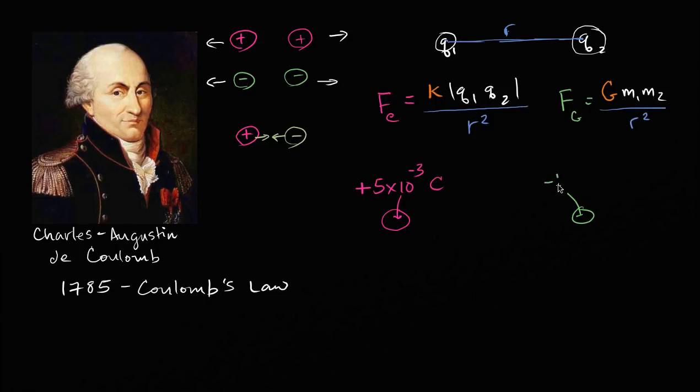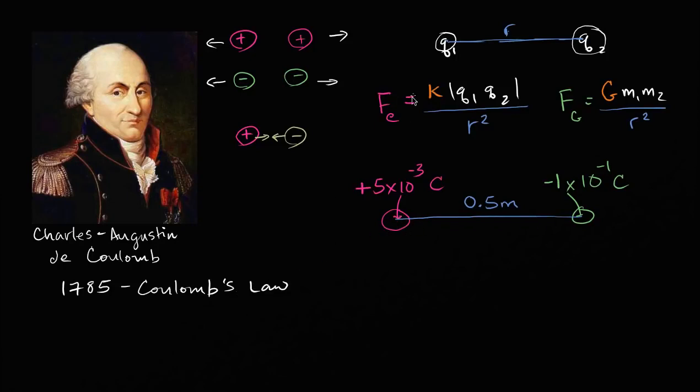let's say it's negative 1 times 10 to the negative 1 coulombs. And let's say that the distance between the two, this distance right here, is 0.5 meters. So given that, let's figure out what the electrostatic force between these two is going to be. And we can already predict that it's going to be an attractive force because they have different signs.